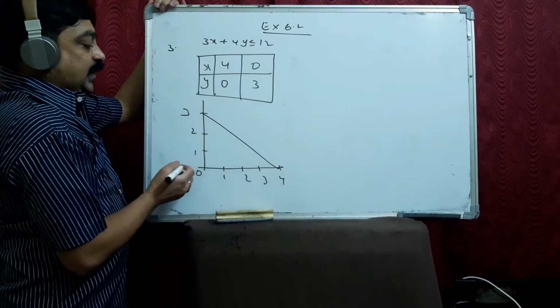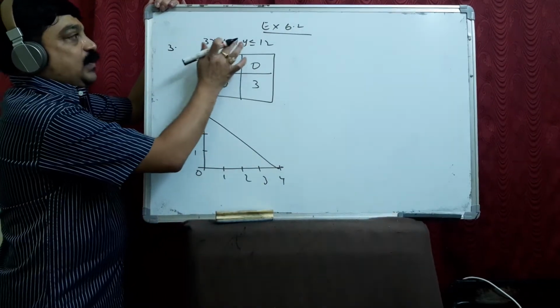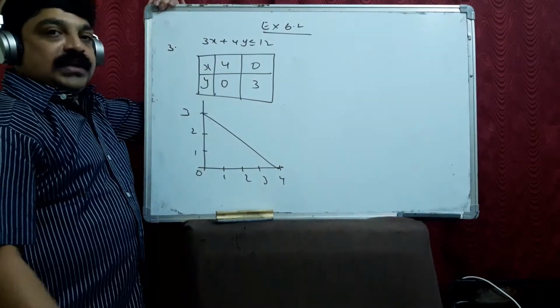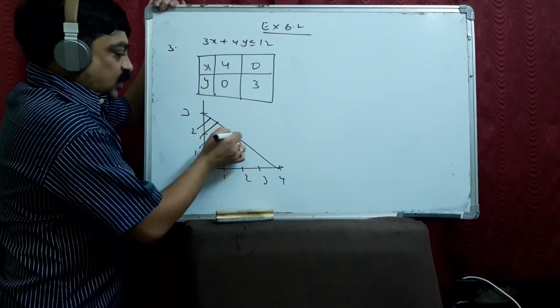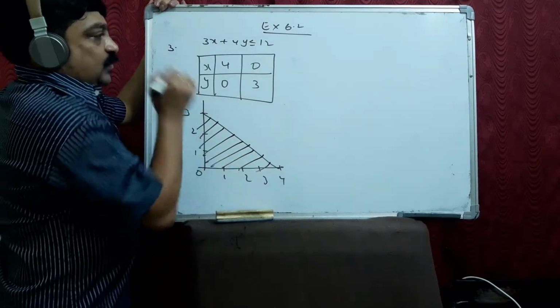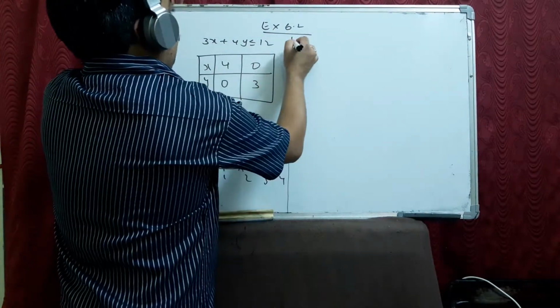And where is it to be shaded? Substitute 0, 0. 0 plus 0, which is 0, is less than or equal to 12. Yes, it is true. So you can shade towards the origin. In the same way, the fourth question.